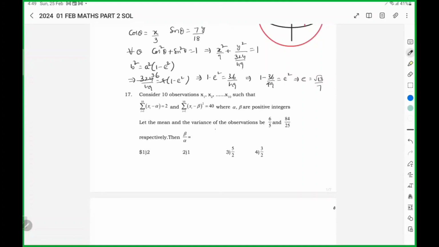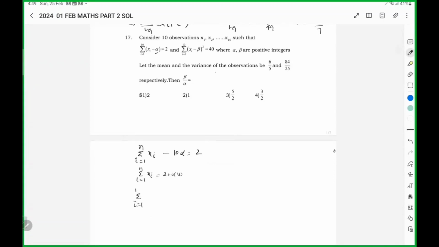Consider 10 observations. Here sigma i equal to 1 to n of (xi minus alpha) is a constant, 10 alpha, which is 2. Sigma xi is 2 plus 10 alpha. The mean of the observations is 6 by 5, so (10 alpha plus 2) by 10 is 6 by 5. 10 alpha plus 2 is 12, 10 alpha is 10, alpha is 1.